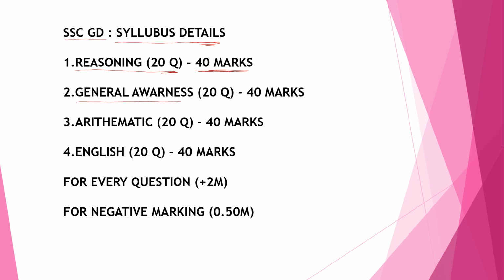General awareness, 20 questions, 40 marks. Arithmetic, 20 questions, 40 marks. English, 20 questions, 40 marks. It means for every question, plus 2 marks. For every negative question, 0.50 marks. So in total, 80 questions are there, 160 marks.